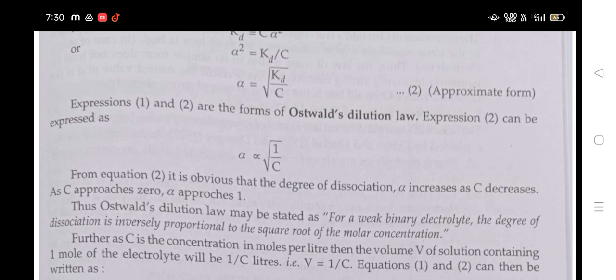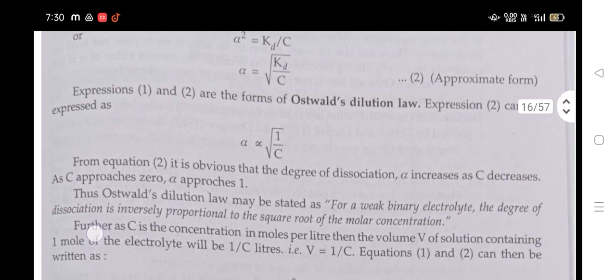From the equation it is obvious that the degree of dissociation alpha increases as C decreases. As C approaches 0, alpha approaches 1. Thus, Ostwald dilution law may be stated as: for a weak binary electrolyte, the degree of dissociation is inversely proportional to the square root of the molar concentration.